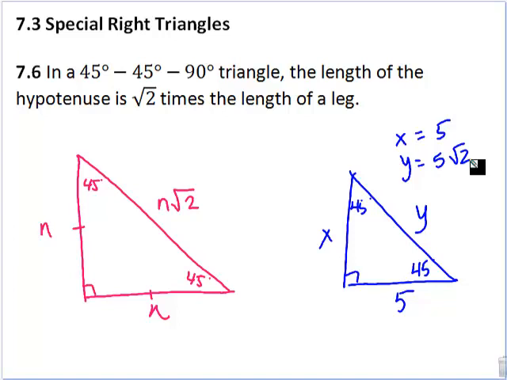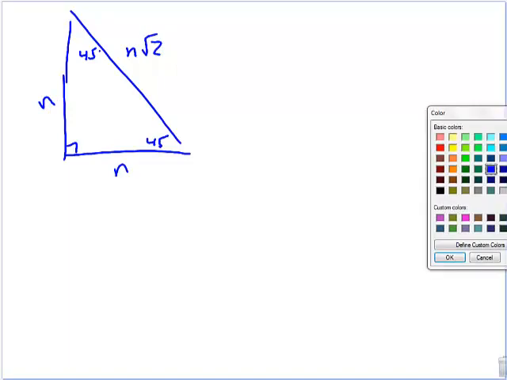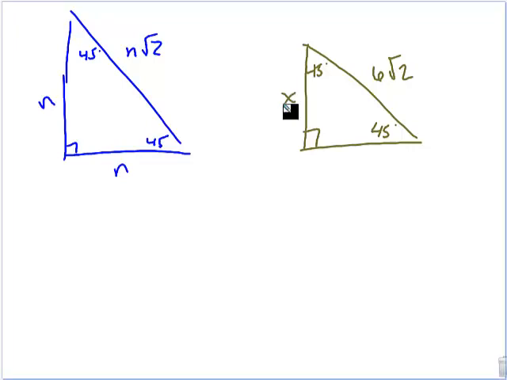All right, we're going to do a few more just with that. So I'm just going to redraw the 45, 45, 90. And I'm going to show you a few different techniques and ways how you can solve this. So here's another one. Another 45, 45, 90. I'm going to tell you that this side is 6 square root of 2. And we want to find out what our x and our y is.